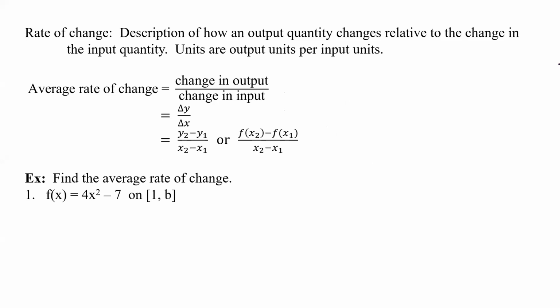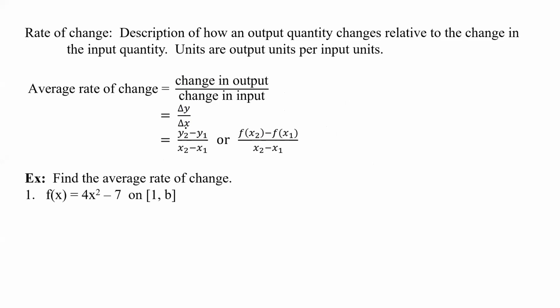It's the description of how an output quantity changes relative to the change in the input quantity. And so the units are output units per input units. The average rate of change is basically our change in output divided by the change in input. We have this delta y, and delta means change, so it's the change in y over the change in x.